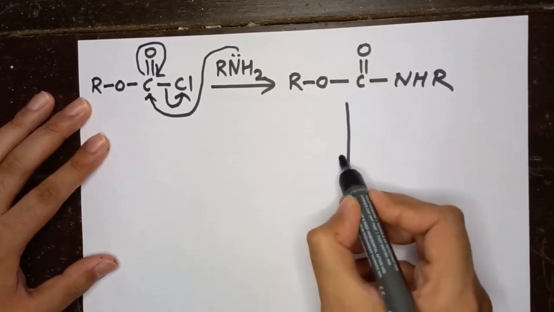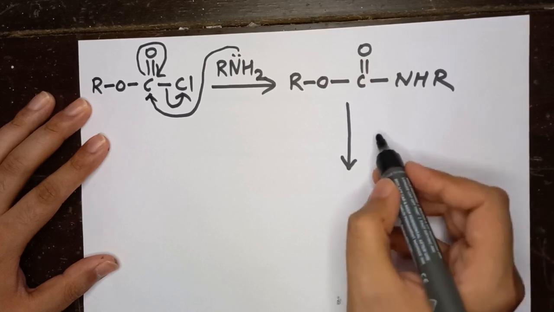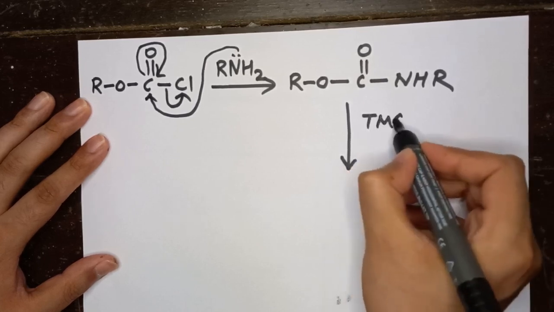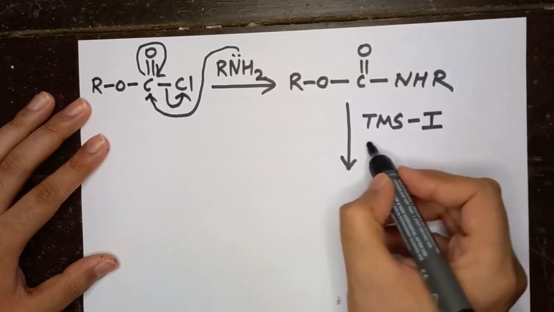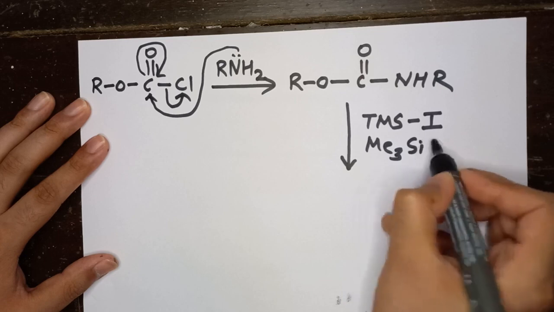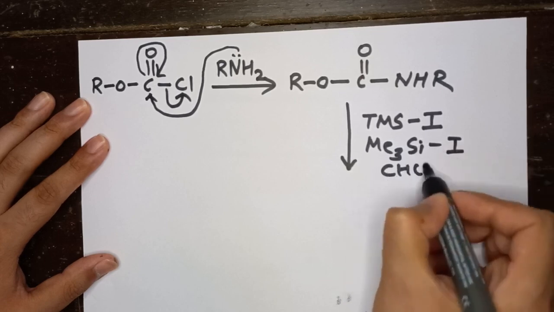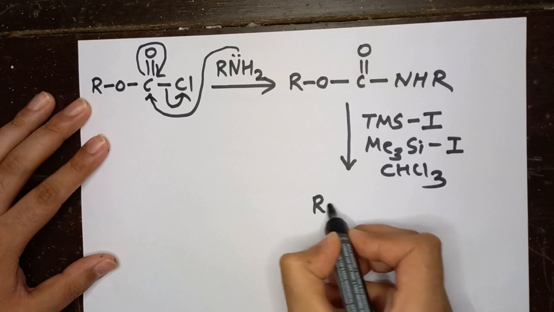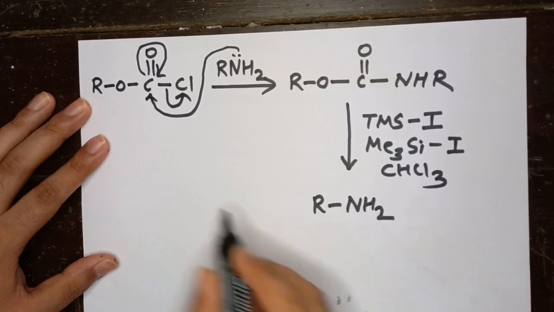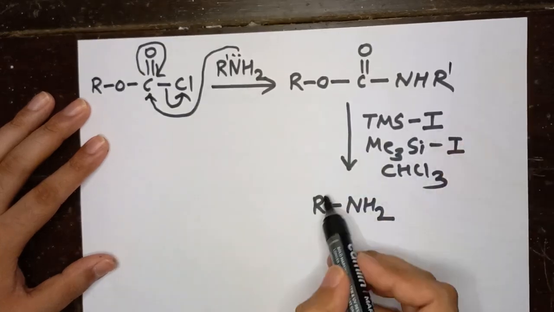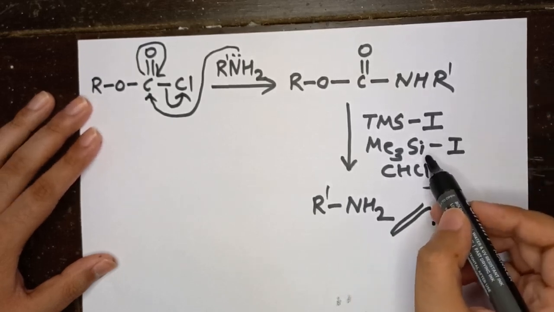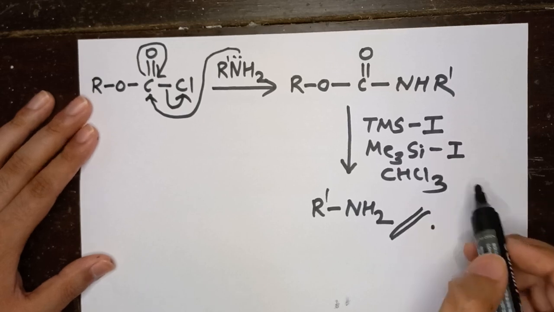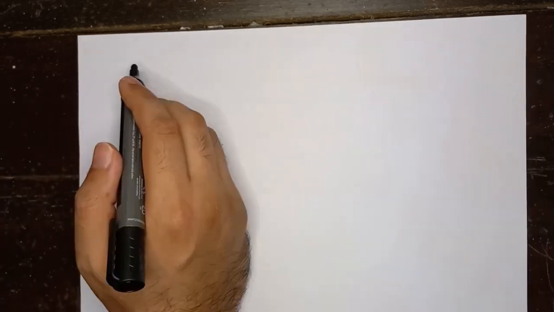And the carbamate, in general, all the carbamates can be deprotected using trimethylsilyl iodide. Okay, this can be represented as Me3SiI in chloroform, and you will be able to get your RNH2 back. Let me write this as R'. So you will be able to deprotect your carbamate using this trimethylsilyl iodide in the presence of chloroform. Okay, let's talk about BOC protection.